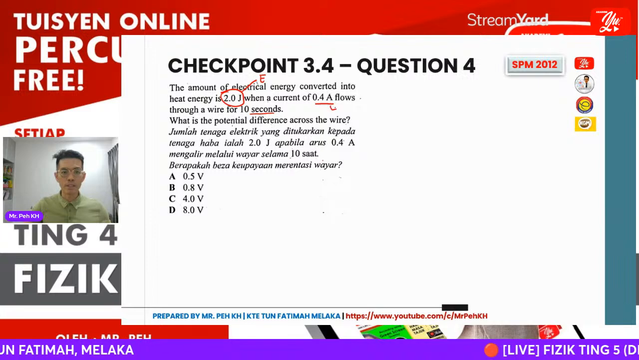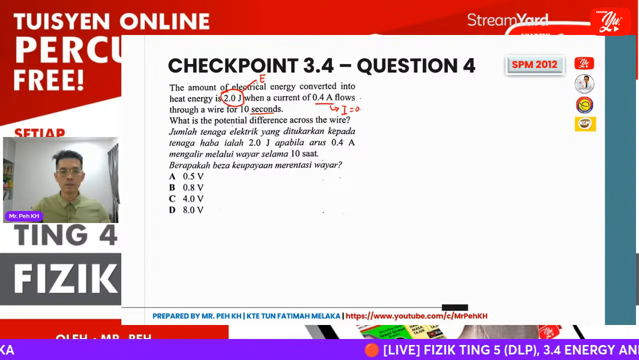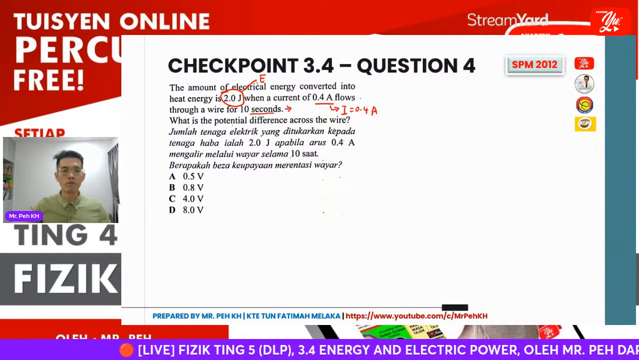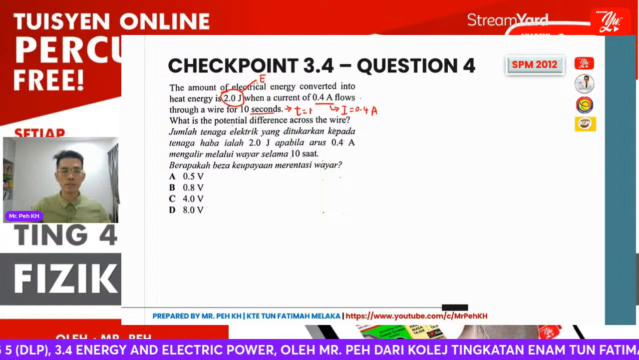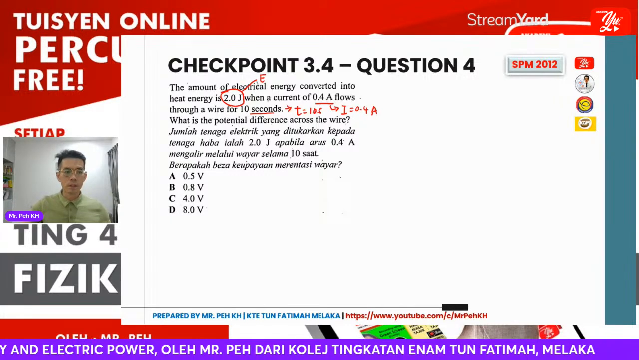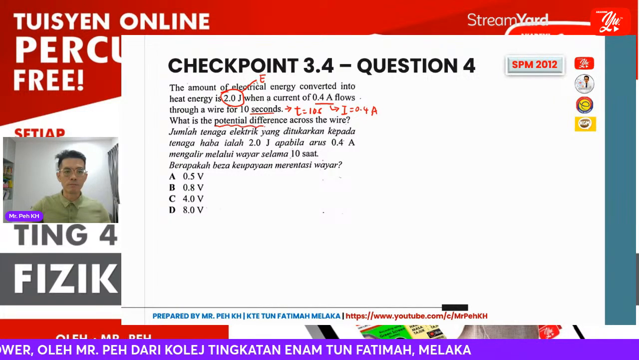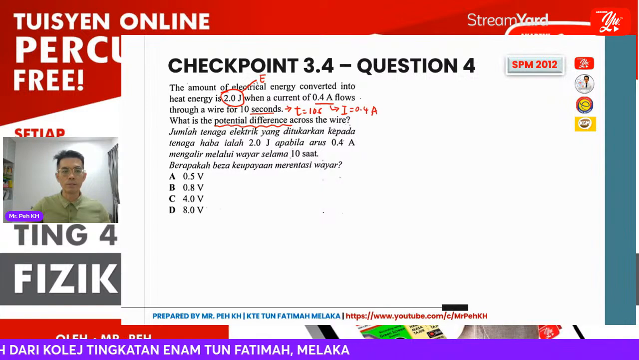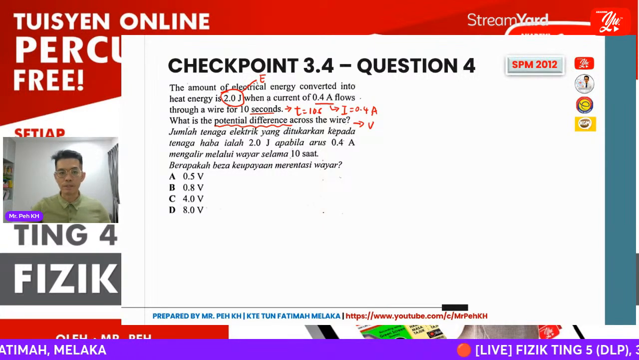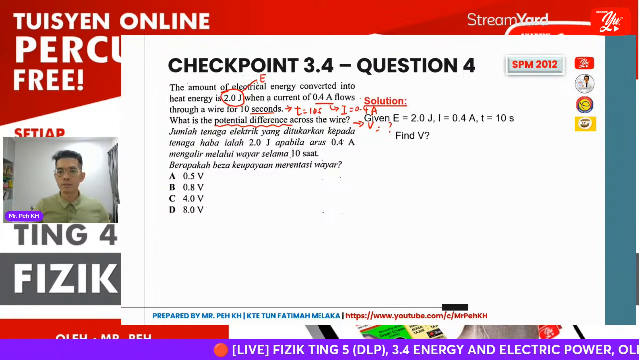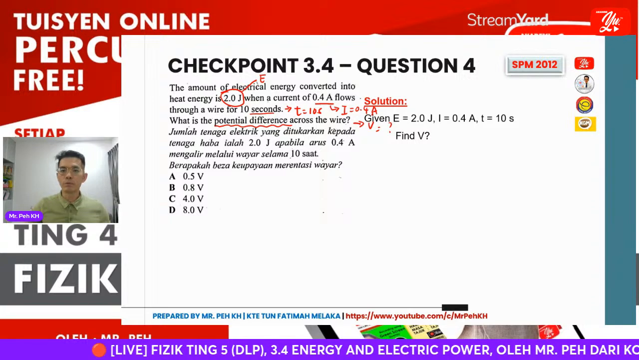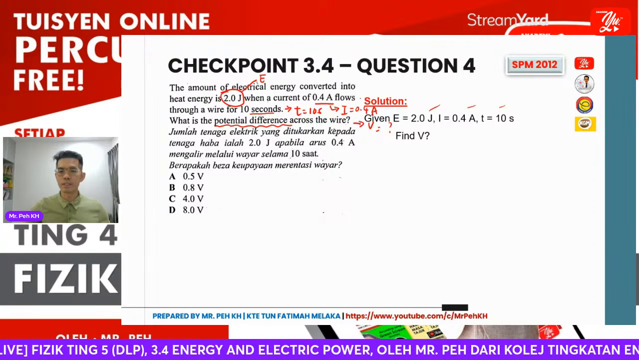So always use a symbol for the parameter, so that you know which formula you are going to use. So here T equal to 10 seconds. What is the potential difference across the wire? So the question needs us to find V. Actually you have many methods to solve this. The question gives us the values, as I already discussed just now.